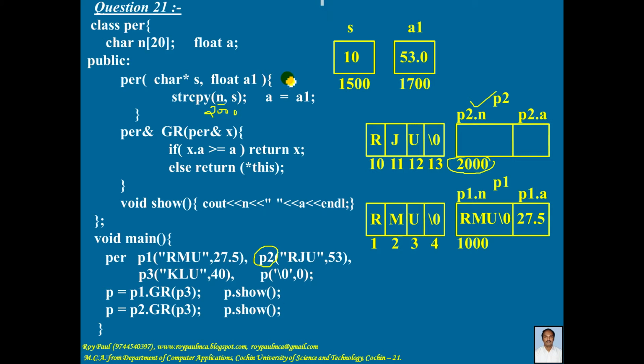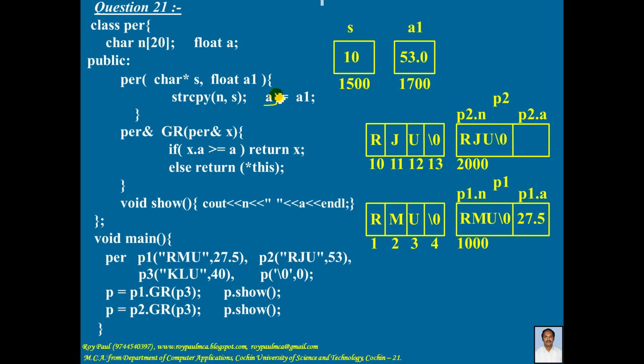And what is s? Your s contains 10. So what the string copy function does is the second argument is copied to the first argument, that is, 10 is copied to 2000. That is, the string present at memory location 10 is copied to memory location 2000. That is, this string is copied to this memory location.